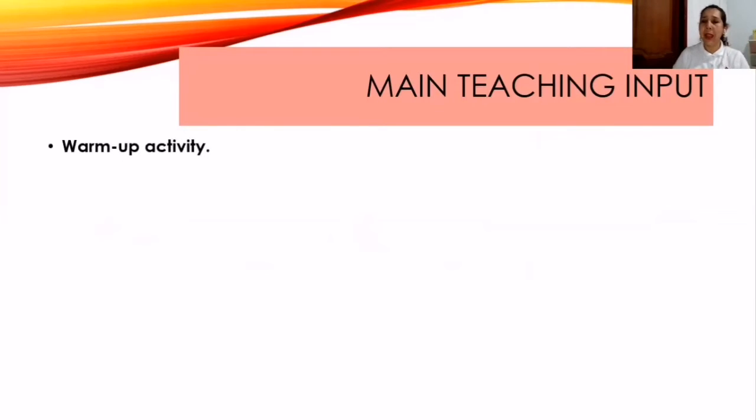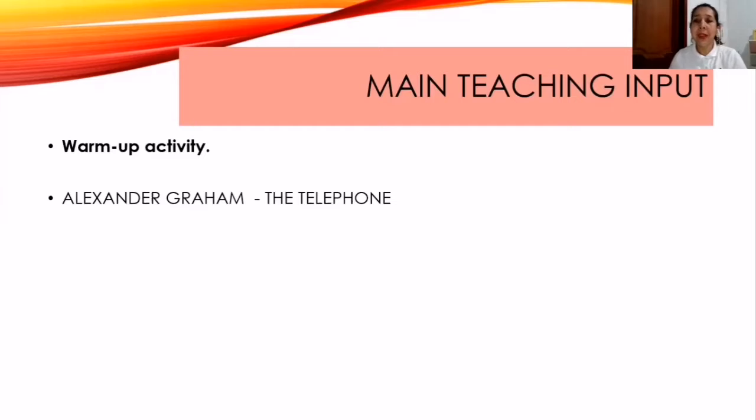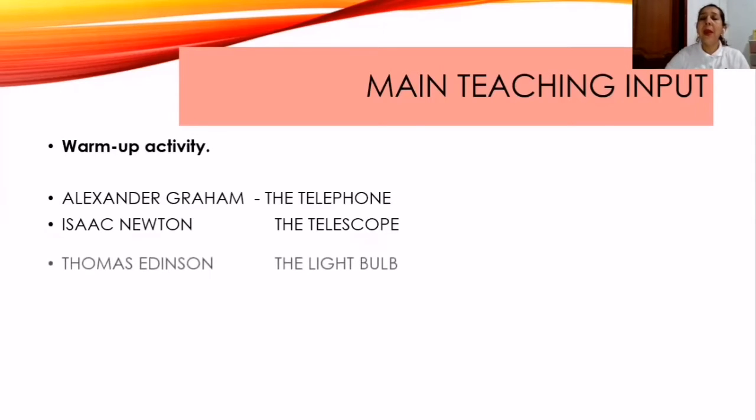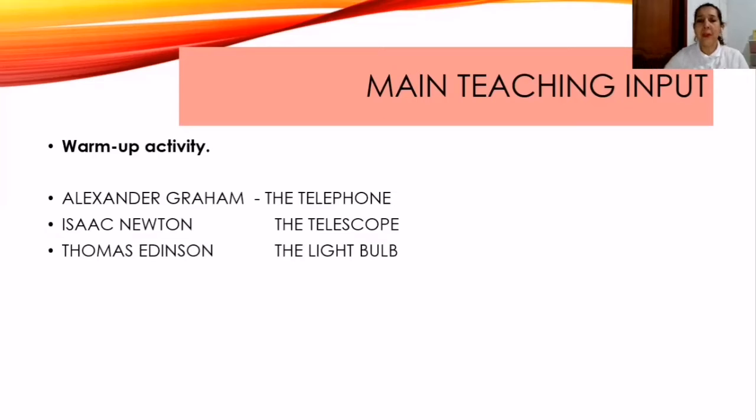Maybe the teacher can apply a kind of game. For example, in 5 minutes, boys and girls, there are 2 teams, and they have to choose one member who can tell some inventions with their inventors. For example, Alexander Graham Bell invented the telephone, Isaac Newton invented the telescope, while the teacher is writing on the board. Thomas Edison invented the light bulb, John Logie Baird invented television. The team which has more inventions and their inventors is the winner.